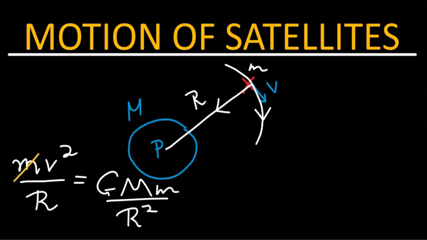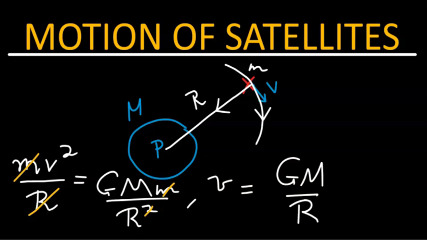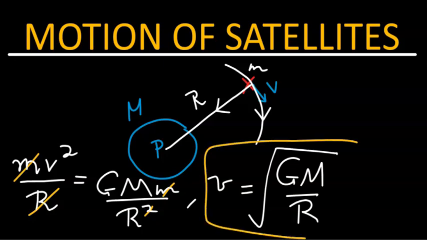You see, the little m goes away. The r from the left will cancel one of the r's from the right, giving us an expression for the orbital speed, namely the square root of capital G times the mass of the planet divided by the center to center distance. This is an important equation that we shall use in the review problems in a minute.